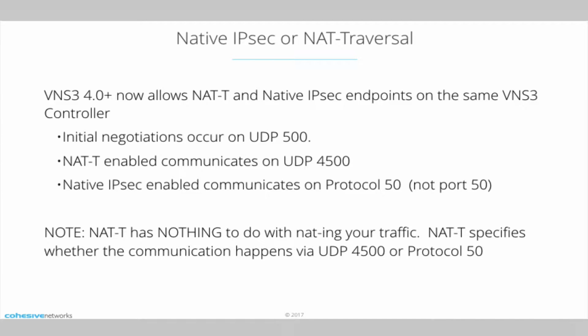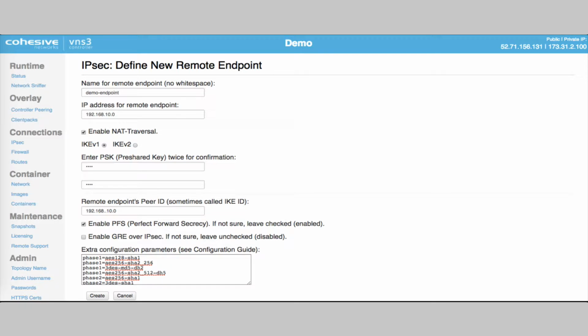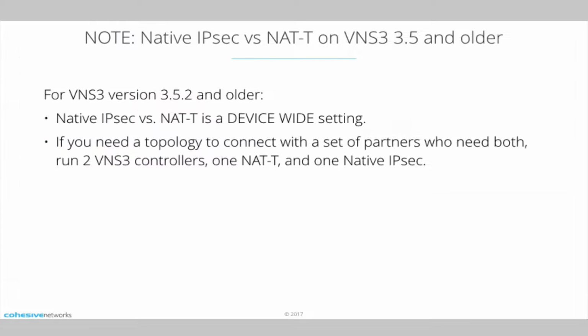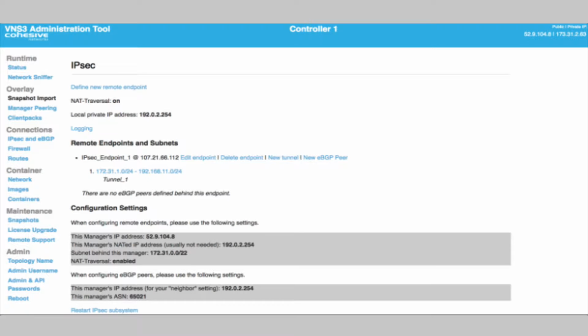All of the connections to a given VNS cubed have to either be native IPsec or NAT-Traversal. It might be a customer with multiple data centers connecting in the cloud with different networking teams, and one of them wants to use NAT-T, one of them wants to use native IPsec.